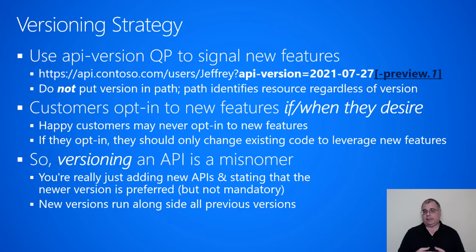If the customer does opt in to using a new version, they should simply just have to change the version and everything should work perfectly fine. But then if they want to, they can modify their code in order to leverage new features. So versioning of an API is really a misnomer. You're not actually versioning the service. What you're doing is you're really adding new APIs, and you're stating that the newer version is preferred, but it's not mandatory. New versions really run alongside the previous versions. So existing clients will always get the same behavior they got, and they're never being forced to upgrade. And then newer clients can talk to the newer versions and they can use that and everything should work great.